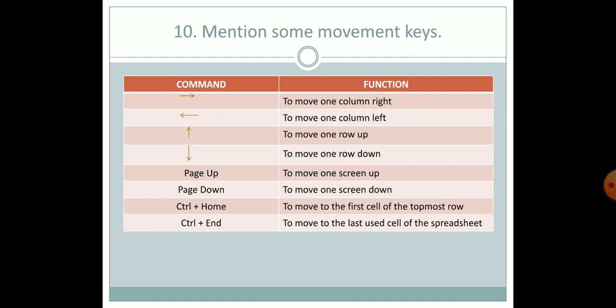And then Control plus Home will go to the first cell of the topmost row, and Control plus End will move to the last used cell, not the last cell of the spreadsheet, only the last used cell of the spreadsheet. So these are the movement keys. What are the movement keys? We know now. We know the 4 arrow keys, page up, page down, Control plus Home and Control plus End. You should know what the functions for these are. This can be asked in Match the Following also.